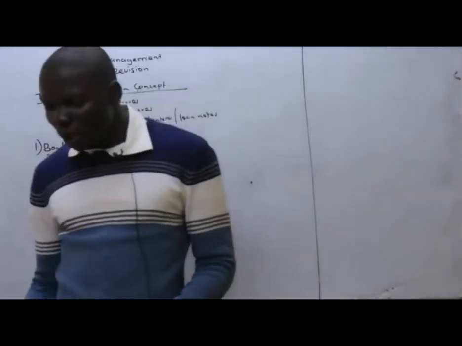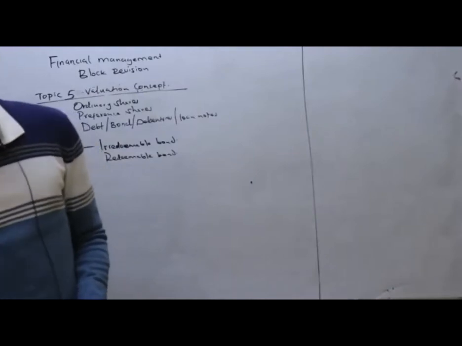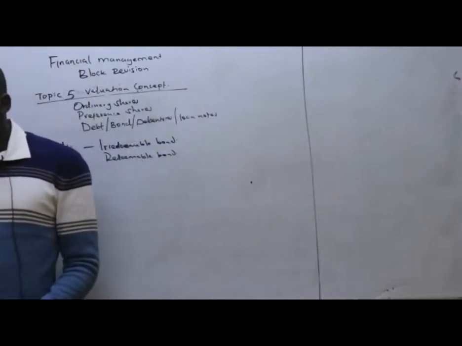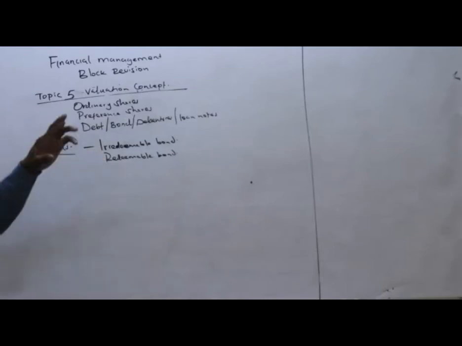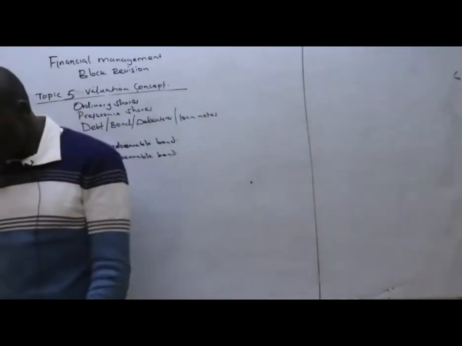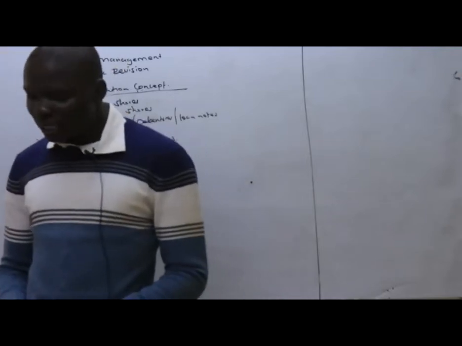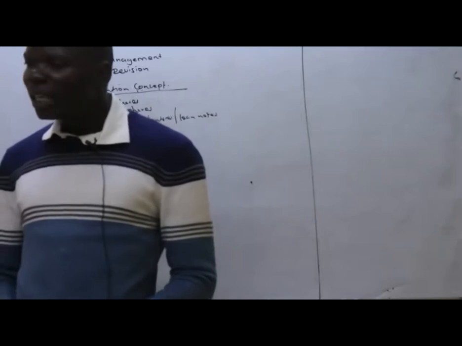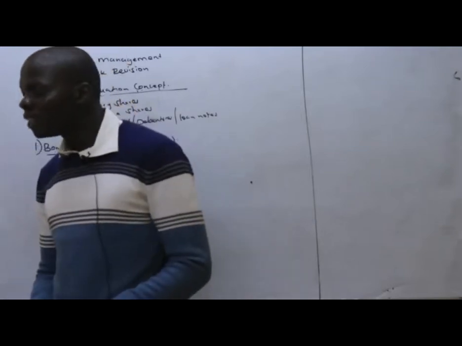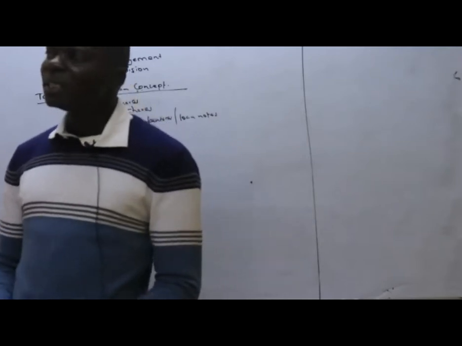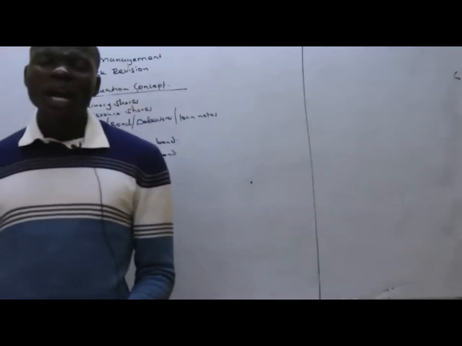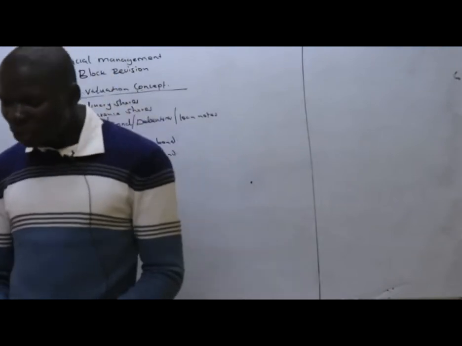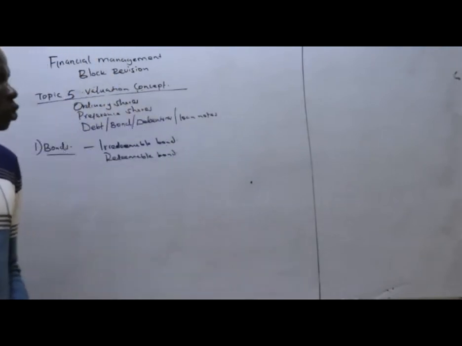allows the bondholder to do what? To redeem the bond. Therefore, he is entitled to two benefits here. Number one, interest payment, a specified amount of interest during the period, and upon maturity, he is entitled to a redemption value.